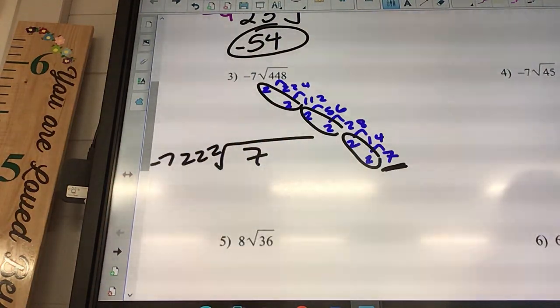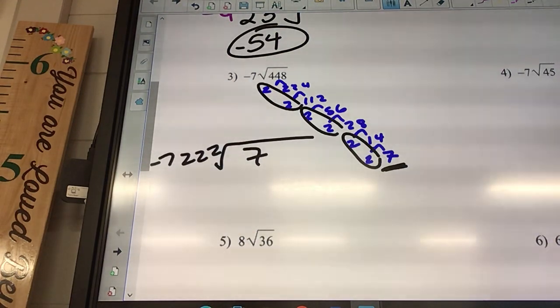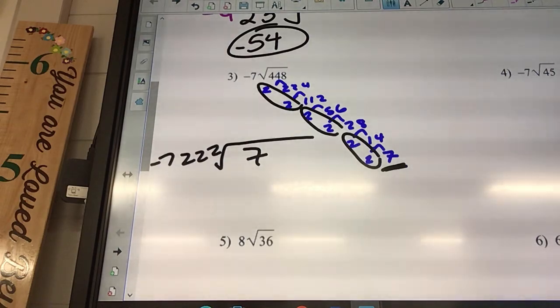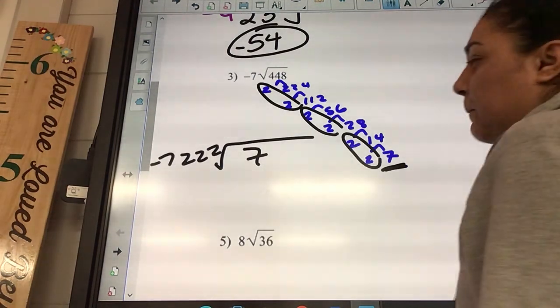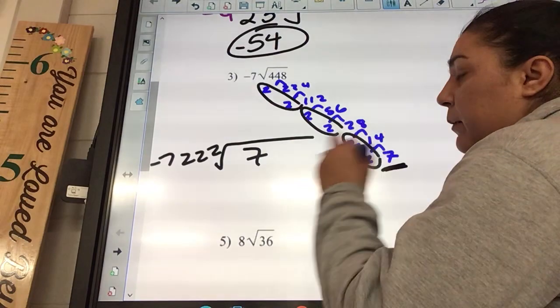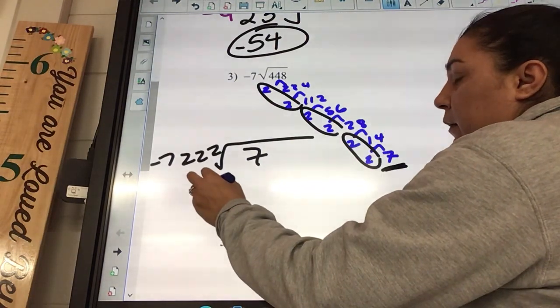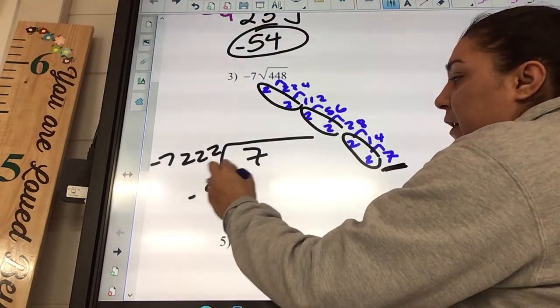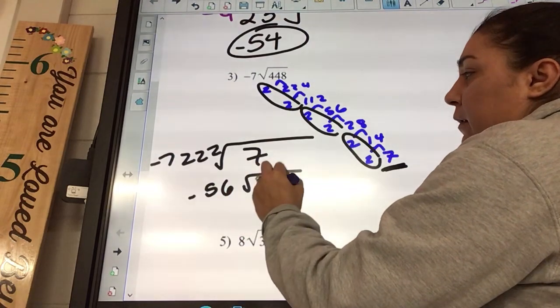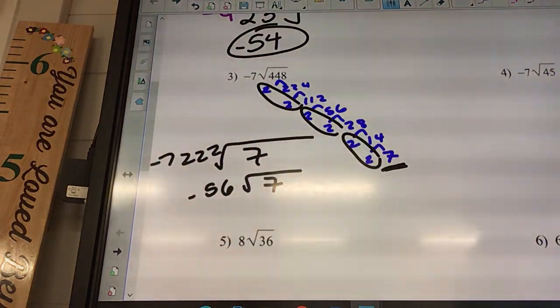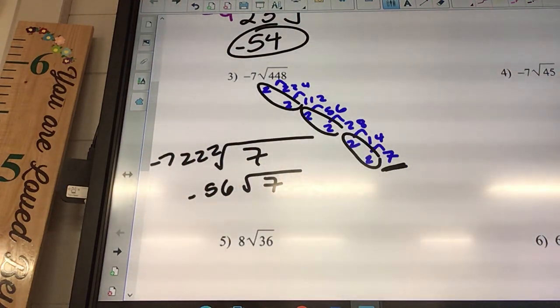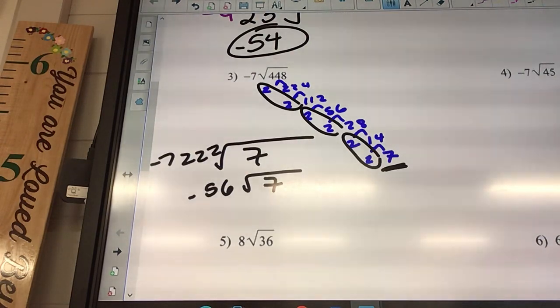Multiply them. So what is negative 7 times 2 times 2 times 2? Negative 28. I feel like it's more than that, but I could be wrong. Negative 56. You forgot a 2. Yeah, I believe 56.